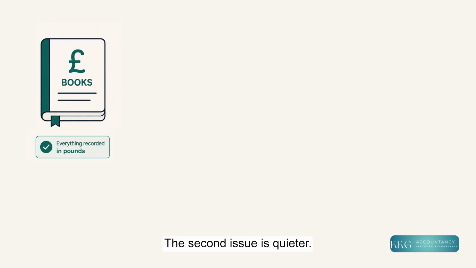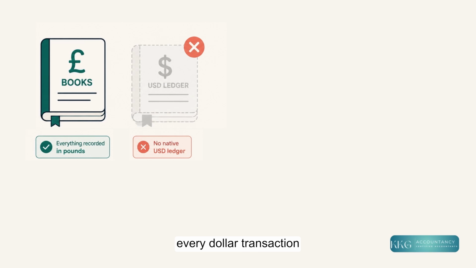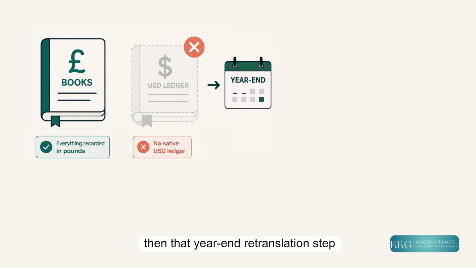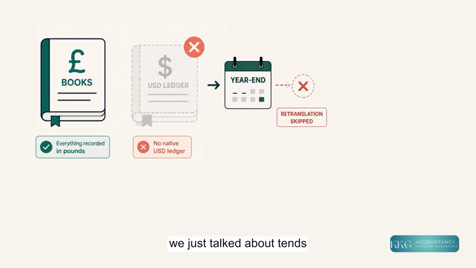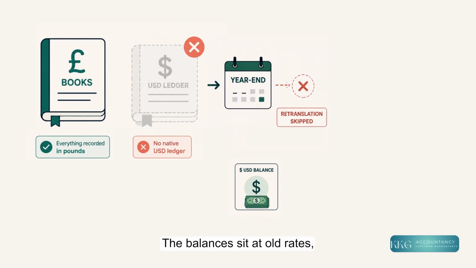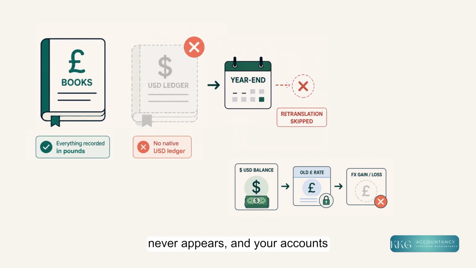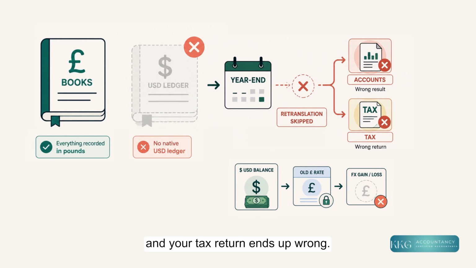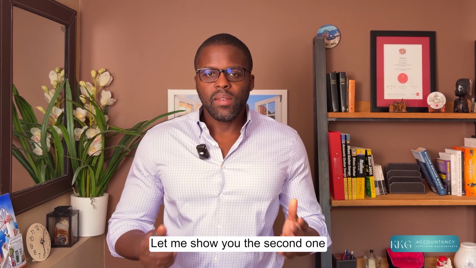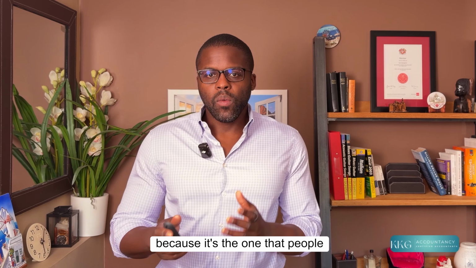The second issue is quieter. If your bookkeeping has only ever been kept in pounds, every dollar transaction converted on the day with no native dollar ledger, then that year-end retranslation step we just talked about tends to get skipped entirely. The balance is set at old rates, the gain or loss never appears, and your accounts and your tax return end up wrong. Let me show you that second one with real numbers, because it's the one that people don't necessarily see.